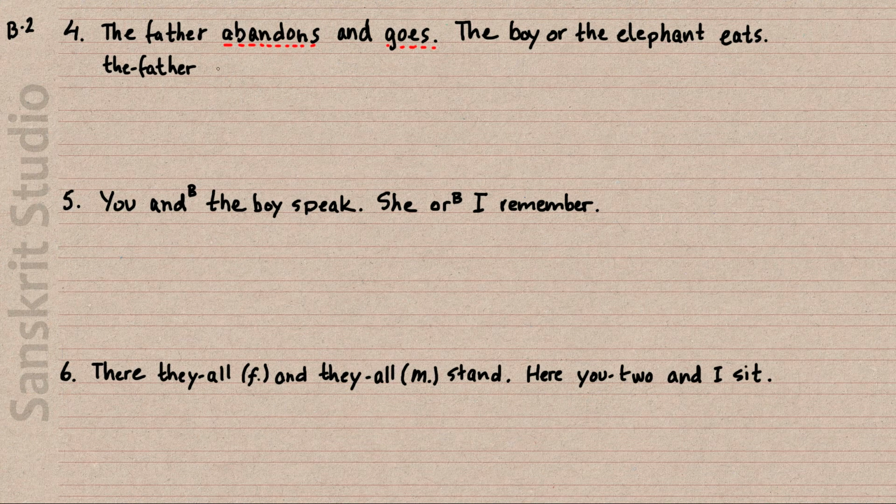So the father, he abandons, so we clarify the verb, abandons. And we do another clarification here. He goes, and we have an "and" with an index A there, syntax A. So the father, he abandons, he goes, and A.